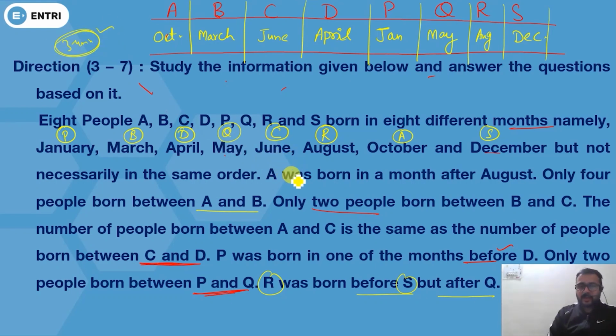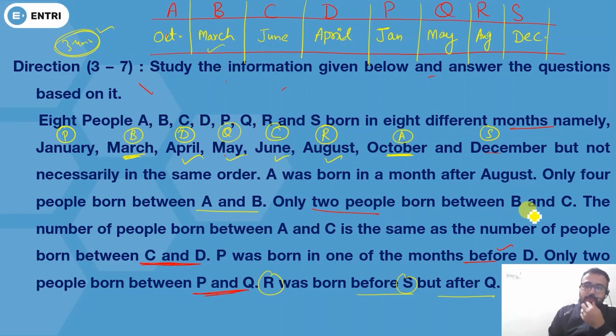So once again, I am repeating this. A was born in a month after August. So A had two options, either October or December. But you know the December was cancelled out in later stages. Okay, so initially, suppose A was born in October. Only 4 people were born between A and B. Now A was born in October, then B will be born in March. 1, 2, 3, 4. So B in March.